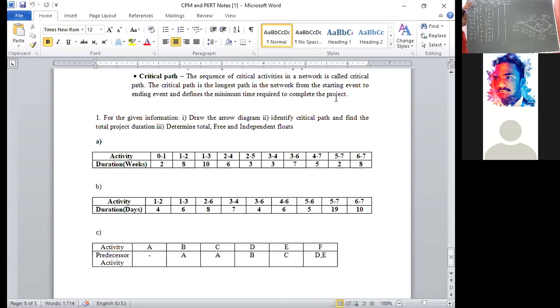Next, earliest to finish. Earliest to finish is the second node. Okay, 0 to 1. That means J value. J value is E1. E1 value from the diagram is 2. E2 value from the diagram is how much? That is 10. Next, E3 value from the diagram. That is 12. E4 value from the diagram. E4 value is how much? 16.